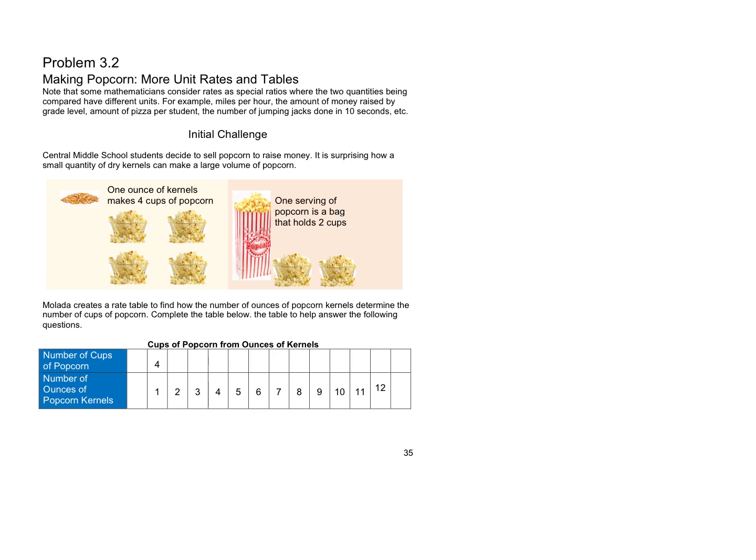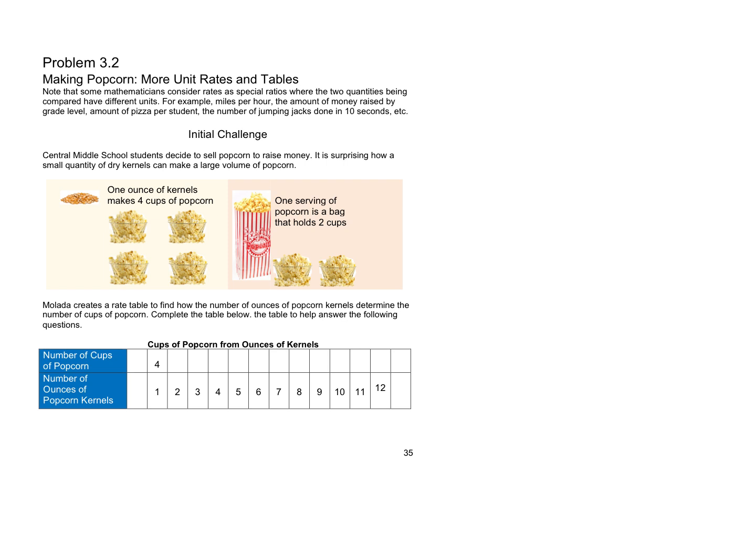Okay, welcome back to Investigation 3.2, or Problem 3.2, Making Popcorn, More Unit Rates and Tables. Let's jump right into the initial challenge. Central Middle School decides to sell popcorn to raise money, and they're surprised at how small the quantity of dry kernels can make a very large volume of popcorn. So the ratio is one set of kernels will make 4 cups of popcorn. And then 1 serving of popcorn is a bag that holds 2 cups.